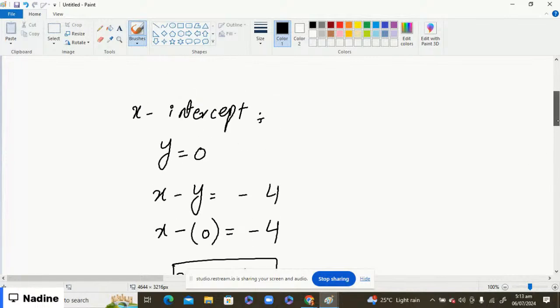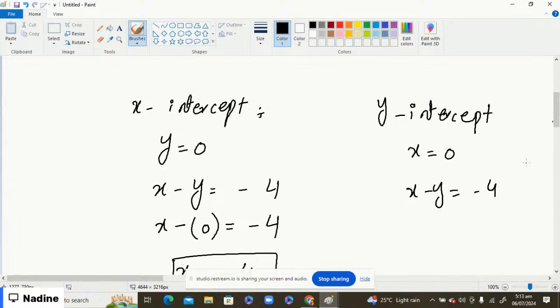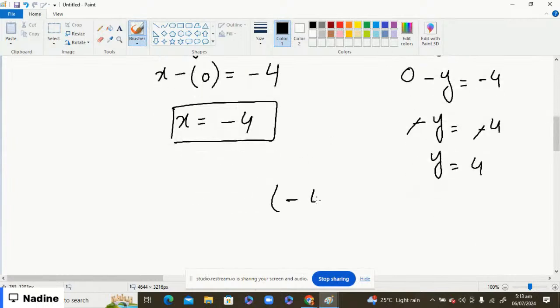Okay, now for the y-intercept, your x is equal to 0. So in place of x, you put 0 in x minus y is equal to minus 4. So 0 minus y is equal to minus 4. So minus y is equal to minus 4. The minus and minus cancel. So y is equal to 4. So what is the first value? That is minus 4 and 4. This is the value of x and y.